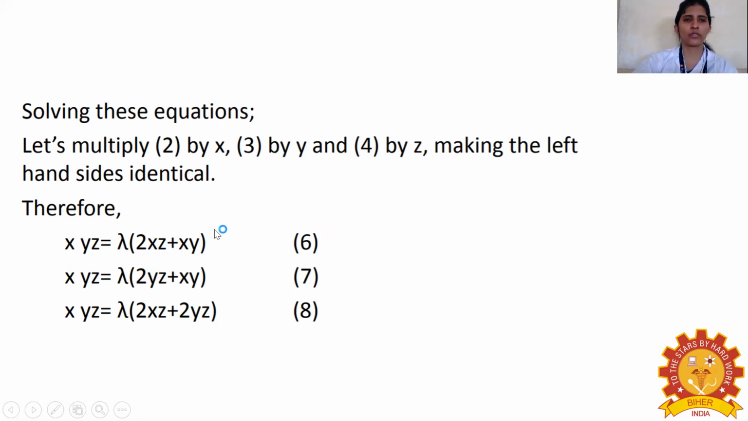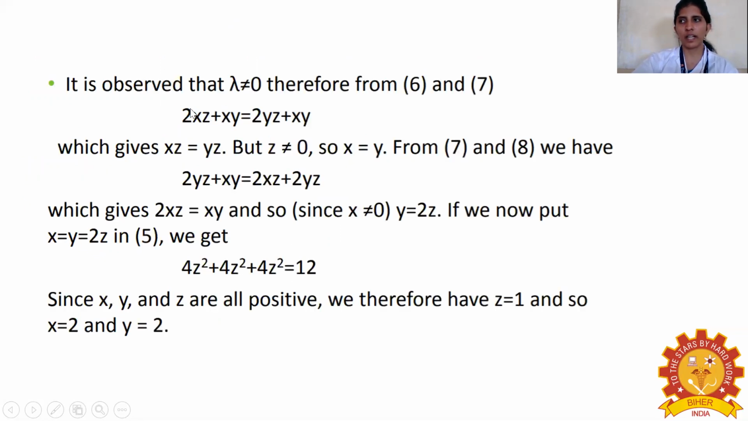So we solve these equations. Just like how you solve an algebraic equation, we solve these equations and we get xyz, that is left hand side, will all be identical. These will be specified as equation 6, 7 and 8, and it is observed that lambda will not be equal to 0. Therefore from equation 6 and 7, solving, we get 2xz plus xy will be equal to 2yz plus xy, which gives xz equal to yz, but z is not equal to 0. So x is equal to y.